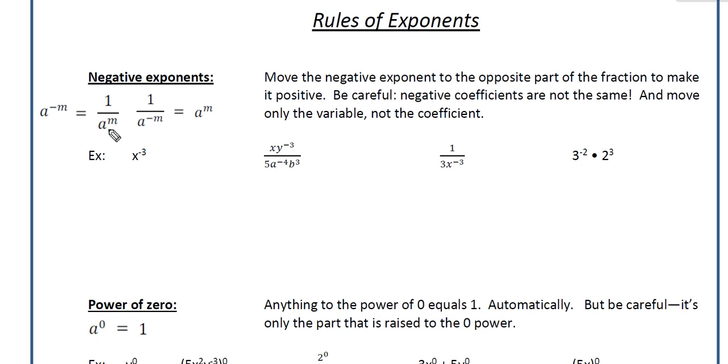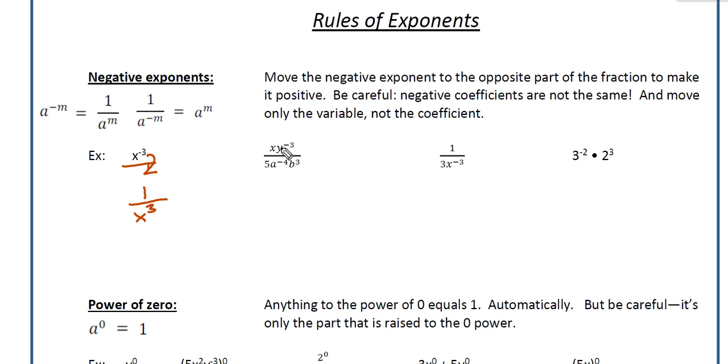So if we take a look at the first example, x to the negative third power, we're just going to put that on the other side of the fraction bar. So what we're left with in the numerator there is 1. This is just 1 times x to the negative third, so we have 1 over x to the third.